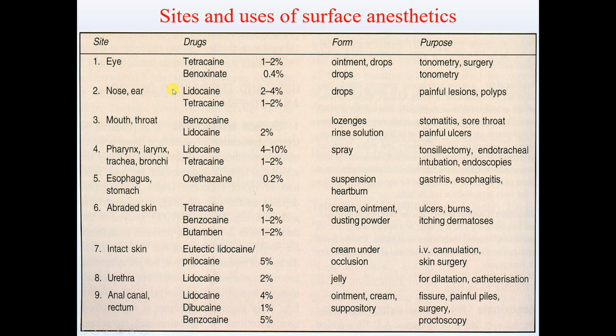Sites and uses of surface anesthetics. On this picture you can see sites: eye, nose, ear, mouth, throat, and others, and the drugs in which concentration, in which medicinal form, and for which purpose are used.